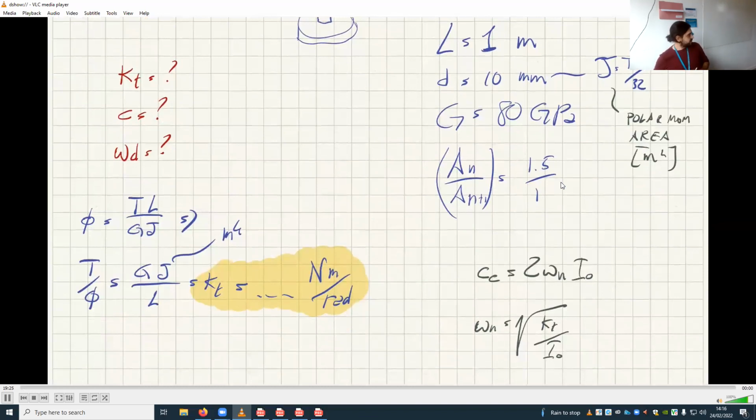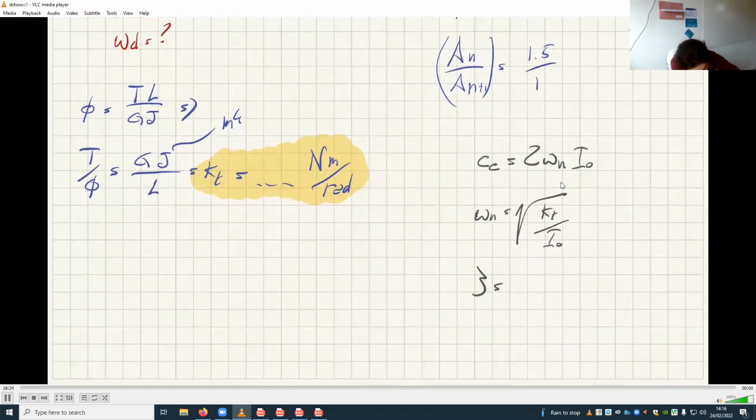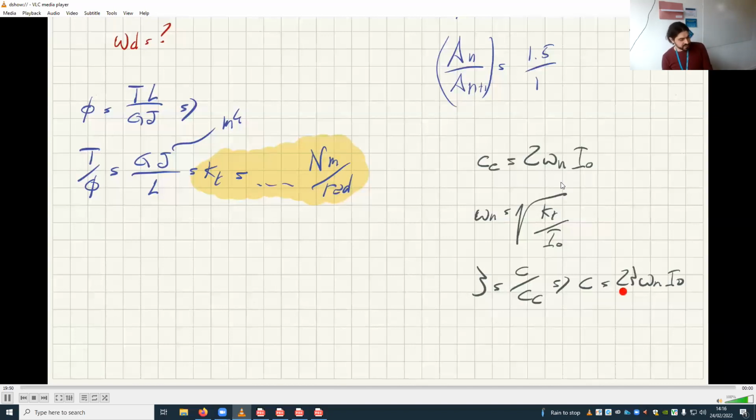That's fine. That's nice. So what do we need now? We need to find C. But remember, zeta is C over C critical. So that means that C is just 2 zeta omega n Io. Do you agree with me? Just rearranging the equation. Now, 2 is a number. Omega n we can find because we found KT and we have Io. Io is a number again.